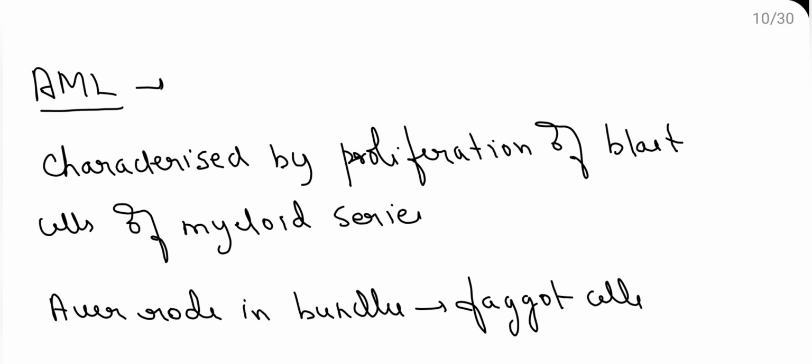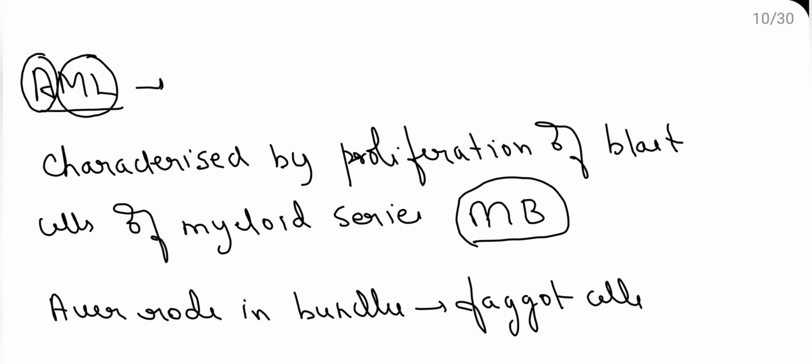Coming to AML. This is an acute leukemia. So you are going to see more blast cells, and it is of myeloid lineage. Hence it is myeloblast. You are going to see proliferation of blast cells of the myeloid series, that is more of myeloblasts. And you know that in blast cells you can see Auer rods. If these Auer rods are seen in bundles, then it is termed a faggot cell.